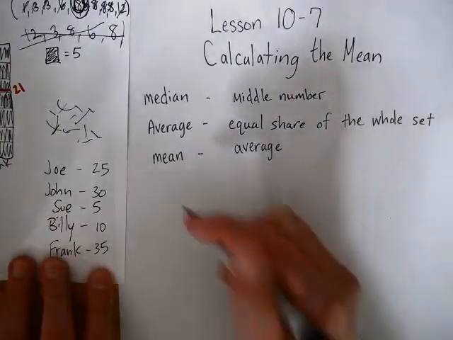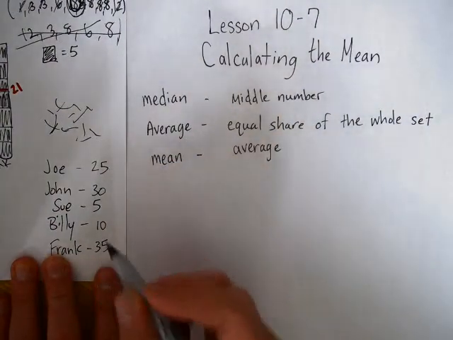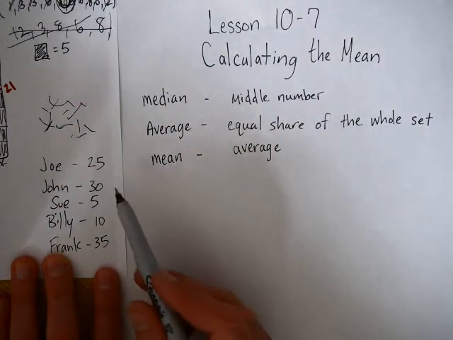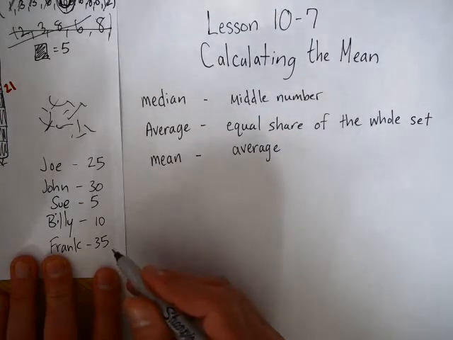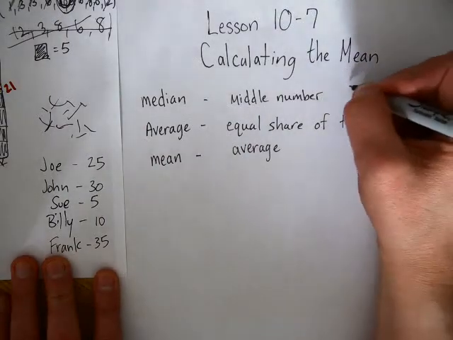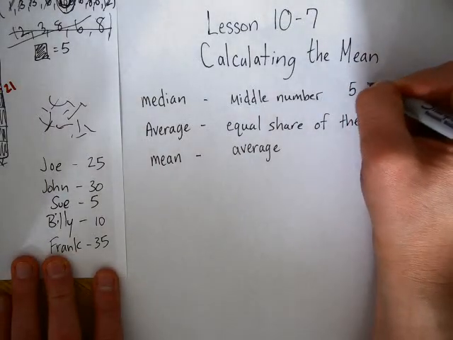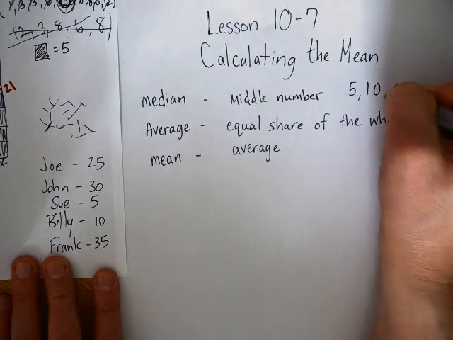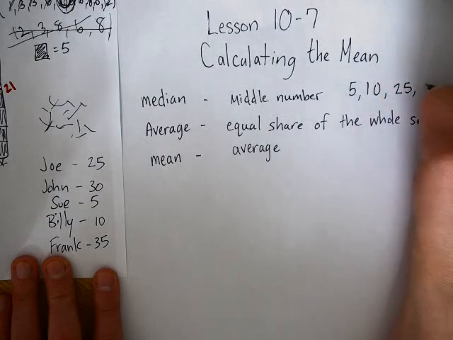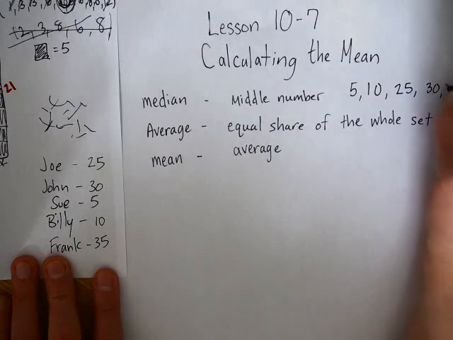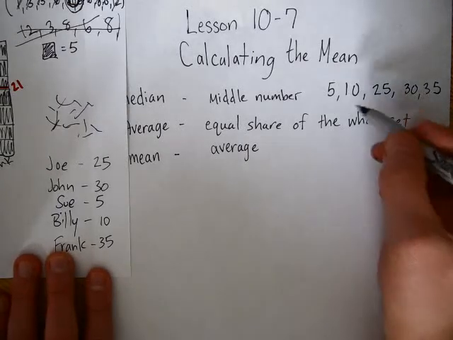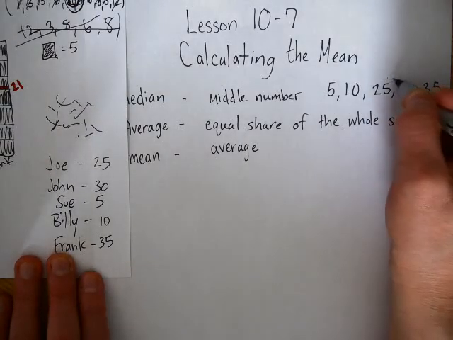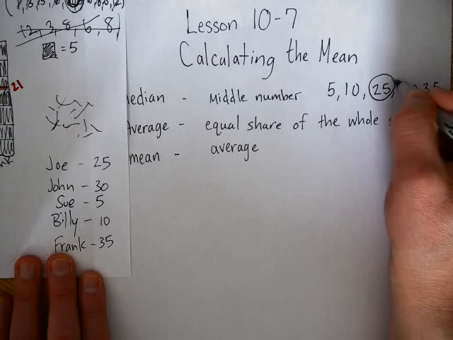If we're trying to find the median of this set of data, we need to find the middle number. But the thing that we do first is we have to put them in order, from smallest to largest. So we'll say 5, 10, 25, 30, and 35. The middle number is going to be right here, just 25. So that would be the middle number of that data set.